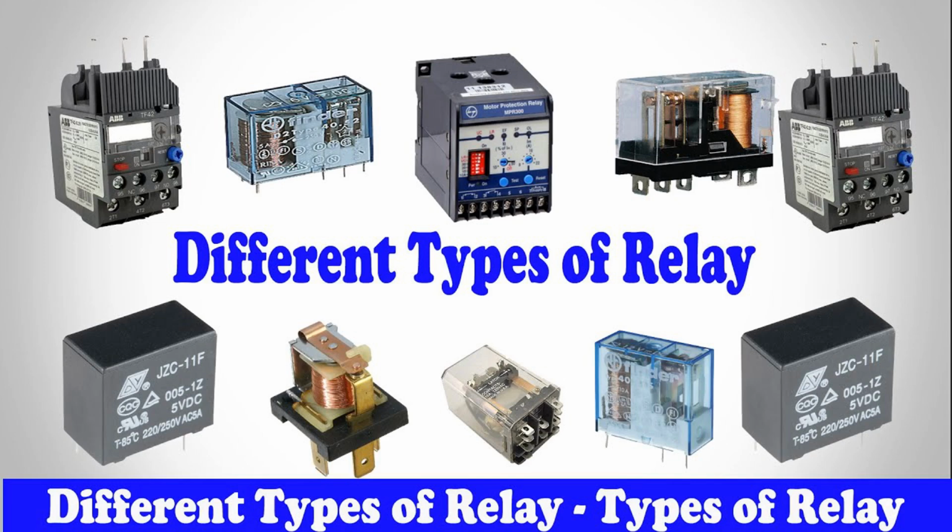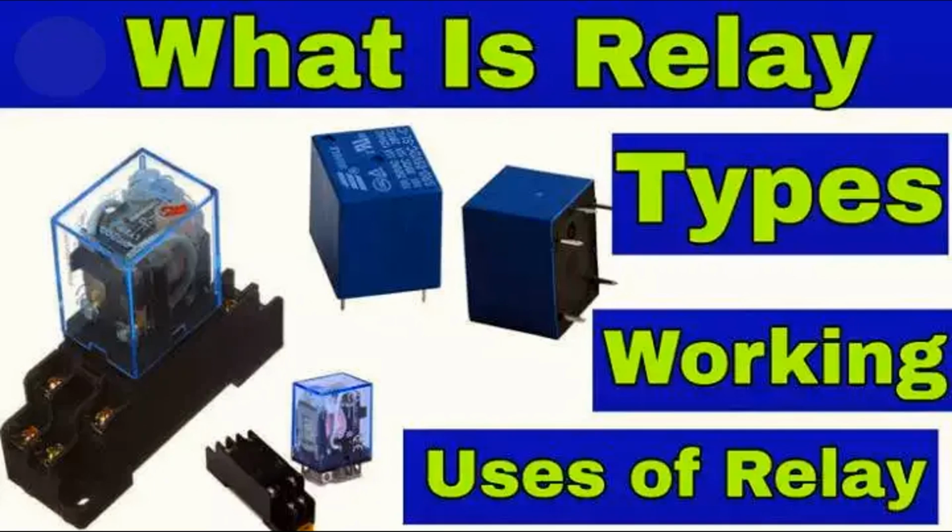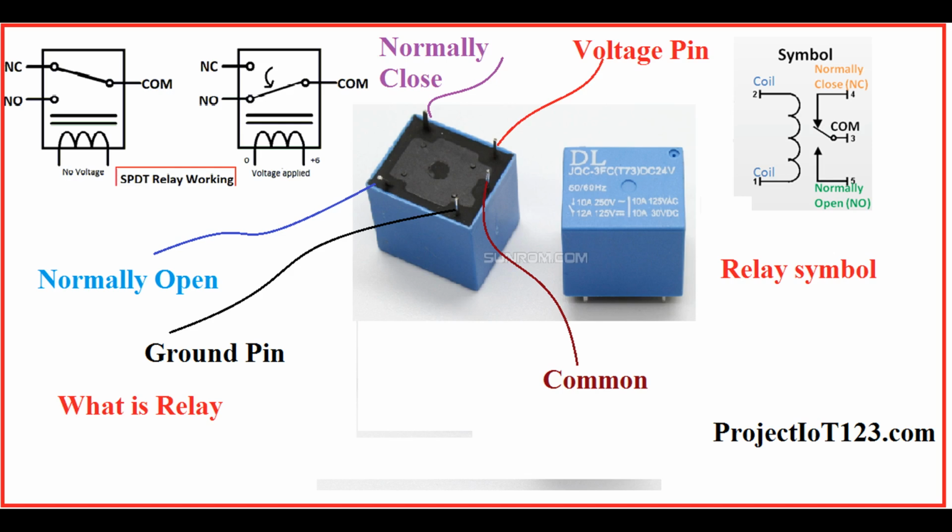Isolation and protection. Relays provide isolation between the control circuit and the larger circuit they are switching. This isolation helps protect the control circuit from the higher voltages and currents present in the larger circuit, preventing damage to sensitive electronic components. Versatility and flexibility. Relays are versatile and can be used in various applications where there's a need to control high-power circuits with low-power signals. They can be configured to switch different types of loads, AC or DC, handle different voltage and current ratings, and operate under different environmental conditions.